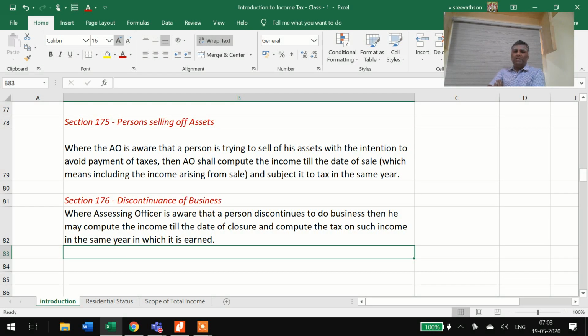The AO is aware that a person discontinued to do business, then he may compute the income till the date of his discontinuance, that is closure, and compute the tax on such income in the same year in which it is earned.